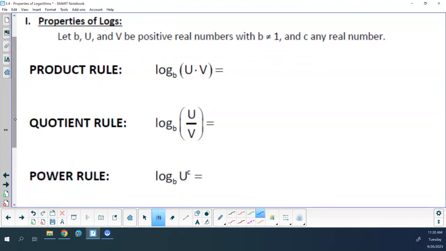If I am taking two things and multiplying them together in the argument of the log, then I can take that and split those up.